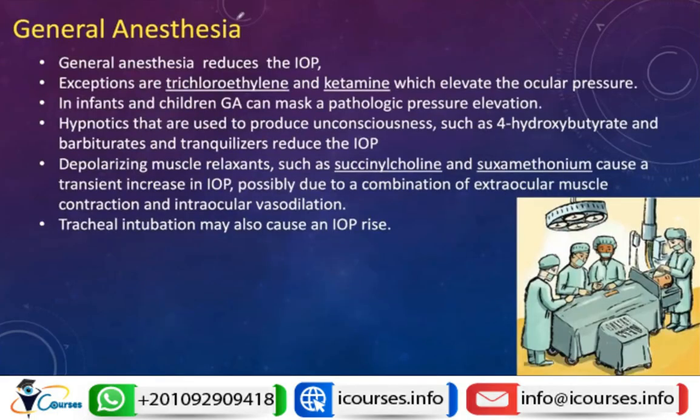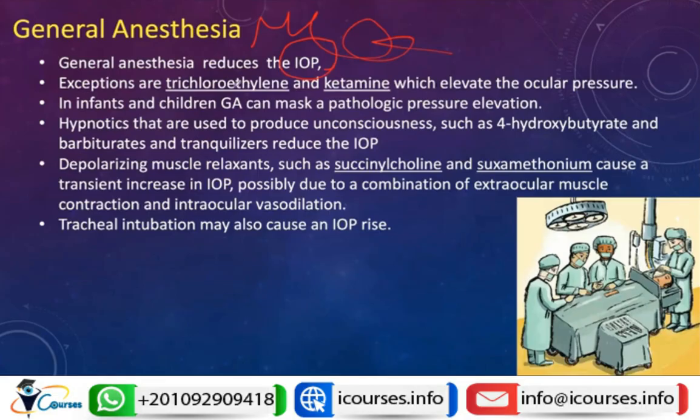General anesthesia. This has been asked before in the MCQ, so please concentrate with me. This is important even clinically, because if you are going to examine a patient under general anesthesia and you need to measure his intraocular pressure, you need to know the type of anesthesia used, because general anesthesia generally reduces the intraocular pressure. So you need to measure the intraocular pressure as fast as possible once the patient is put asleep.